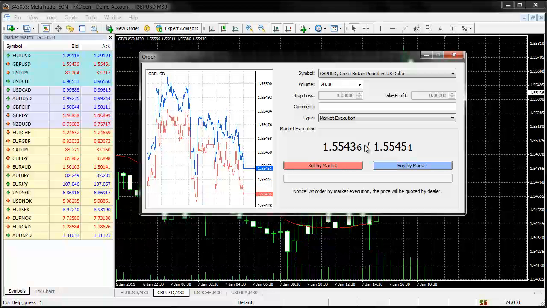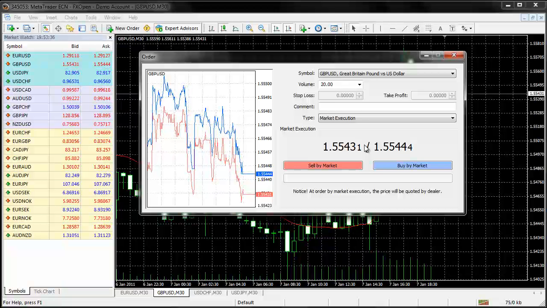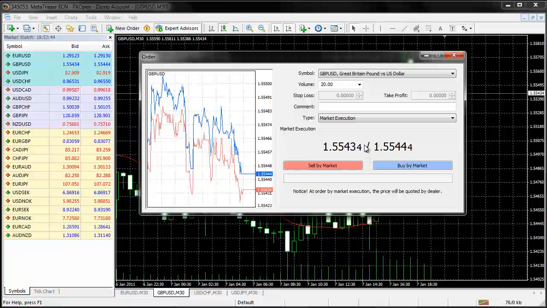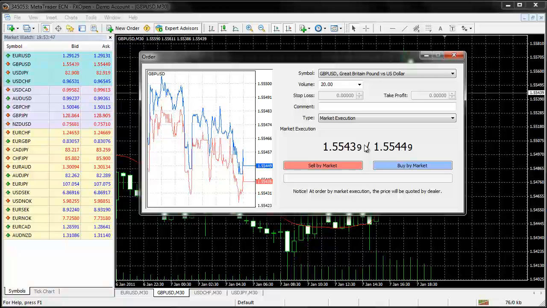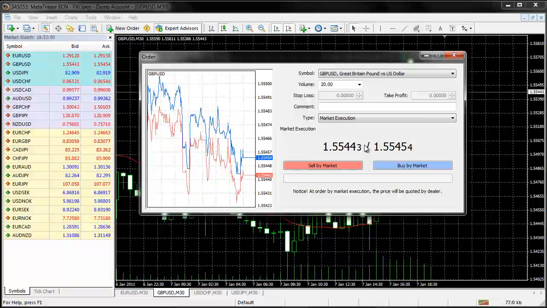Now the spreads will get wider and shorter depending on how many people at the same time make an order or make a trade. When it comes to news releases as well, you'll see the spread get wider, and it's kind of like a warning or a heads up to let you know that the market's going to start becoming a little bit more volatile.